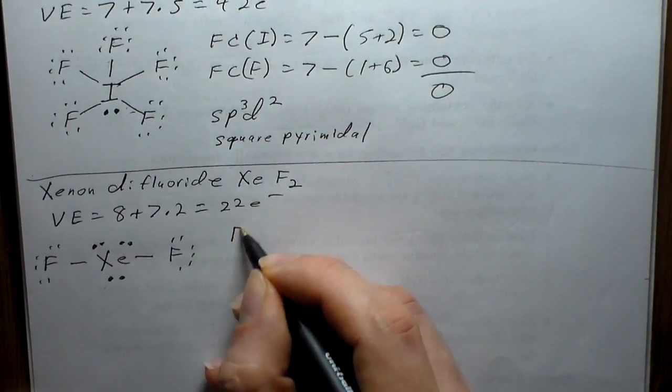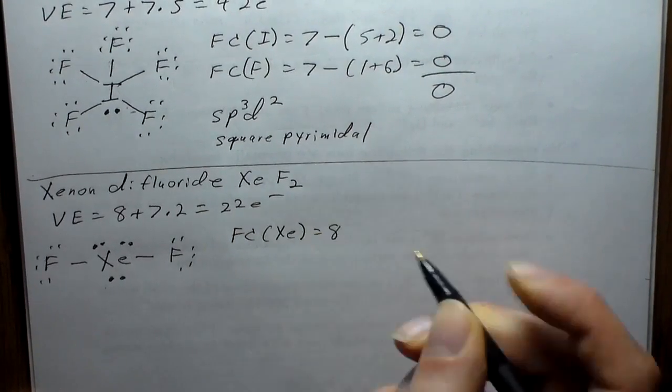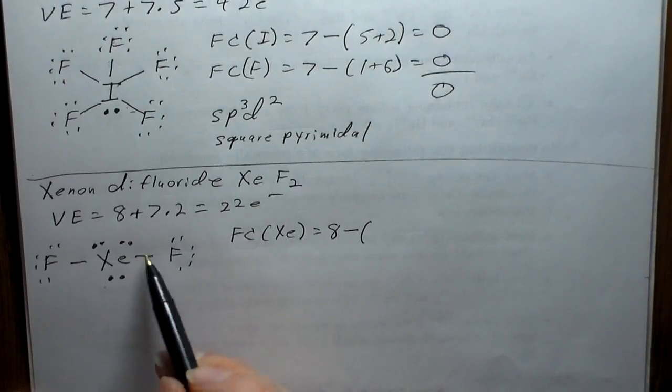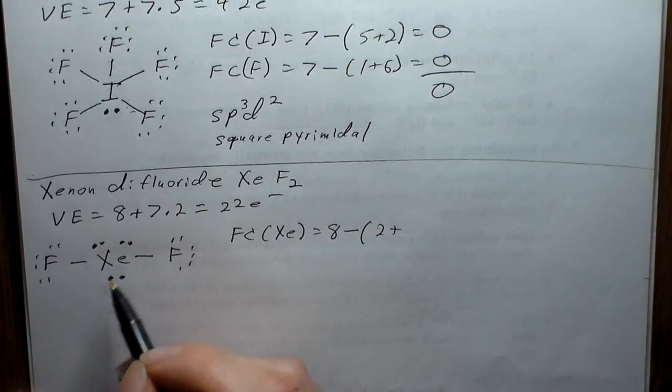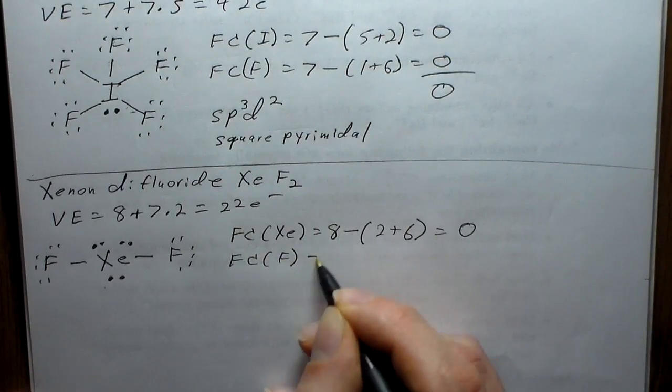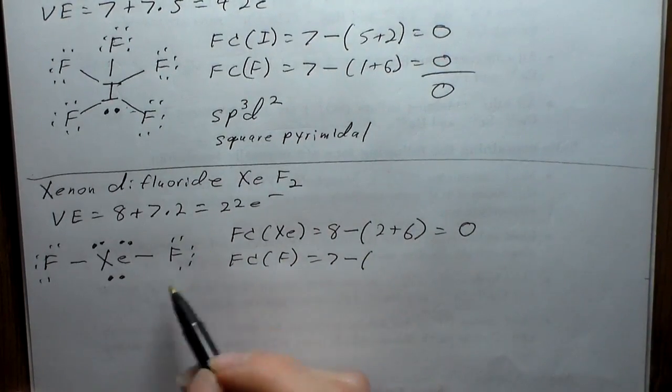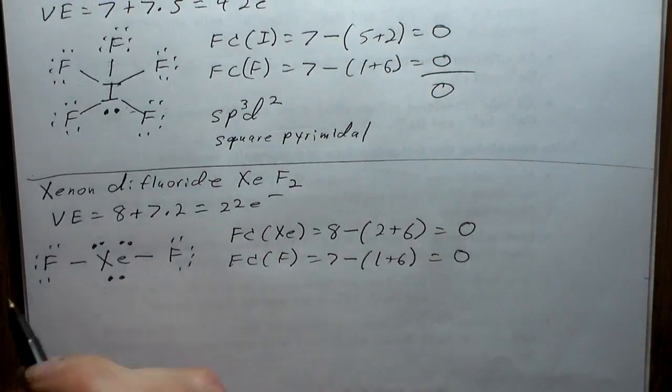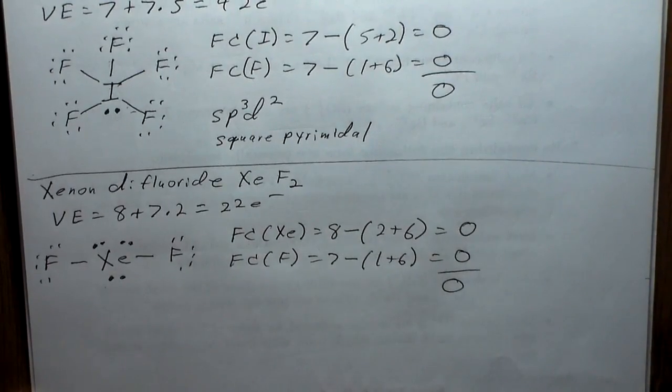And here we can just double check my formal charges. So for the xenon, it's going to be 8 minus, I have 2 lines and 6 dots. So that's going to be 0. And the formal charge on my fluorines, 7 valence electrons minus a line and 6 dots, which is going to be 0, and that just adds up to 0 even though I have 2 of them.